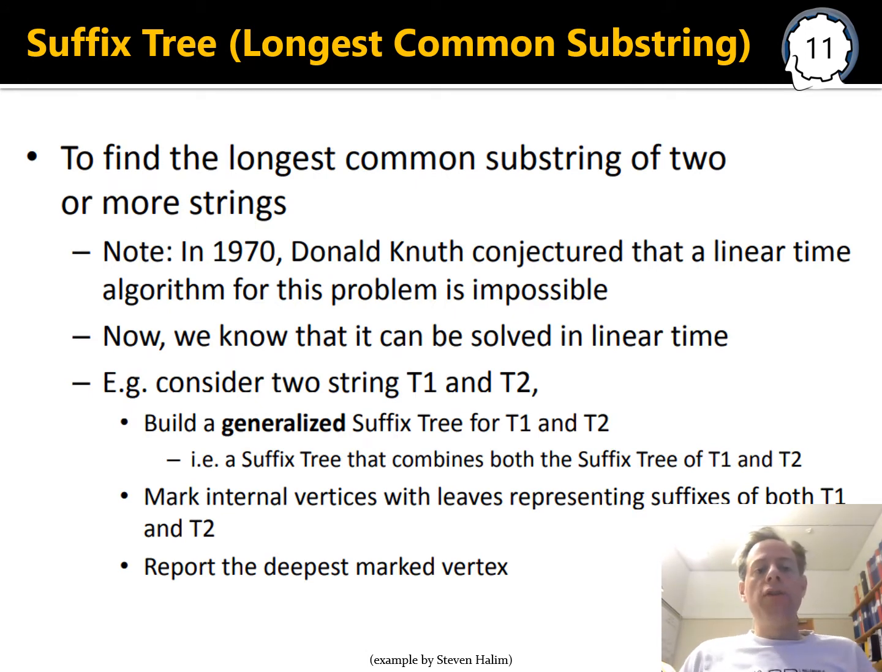We can also use this to find the longest common substring. So actually this is interesting, because this problem was conjectured in 1970 by Donald Knuth, that there would be no linear time algorithm to solving this problem. But now we know that it's actually possible to do it. Basically, you do that by building the generalized suffix tree for the two strings, T1 and T2. So basically, we build a suffix tree that contains this combined string.